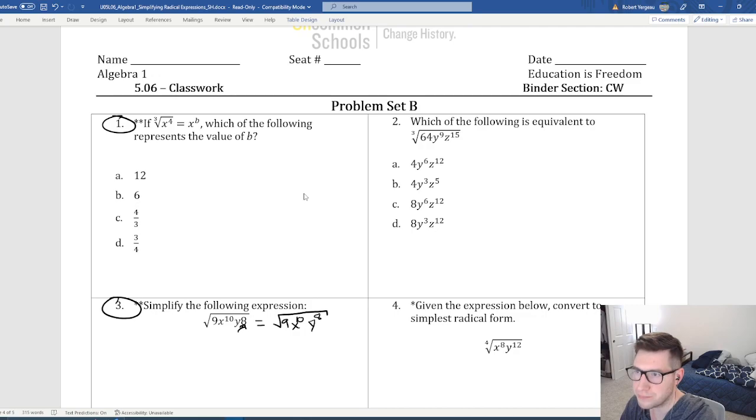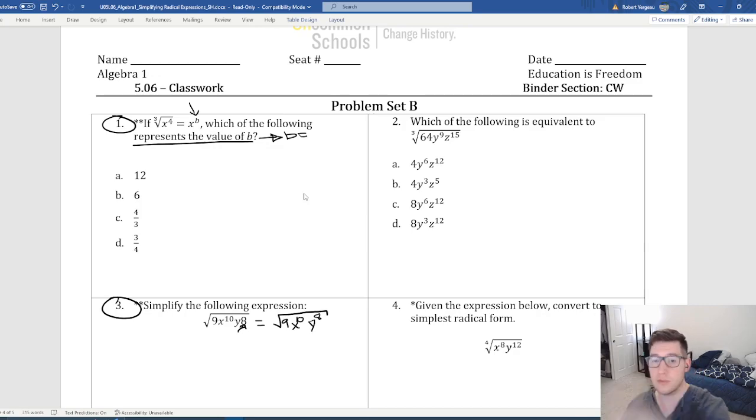All right. So let's take a look at number 1. If the cubed root of x to the 4th is equal to x to the b, which of the following represents the value of b? Okay, I want to focus in, again, really similar to the do now. What is this actually asking us? We need to figure out what represents the value of b, and so in order to do that, we're really being asked, hey, what is b equal to when this is rewritten as a single base with a single exponent?